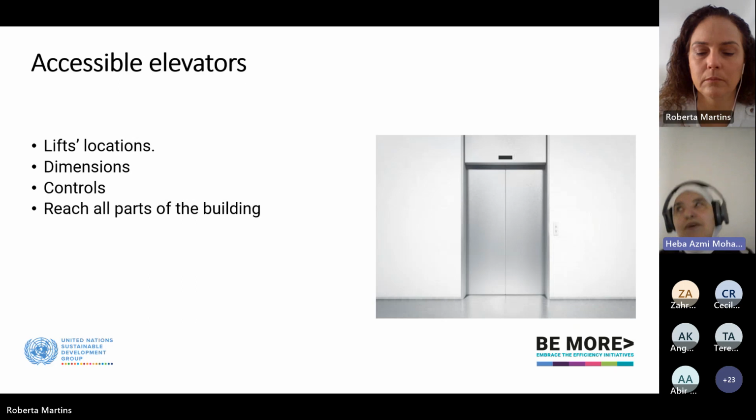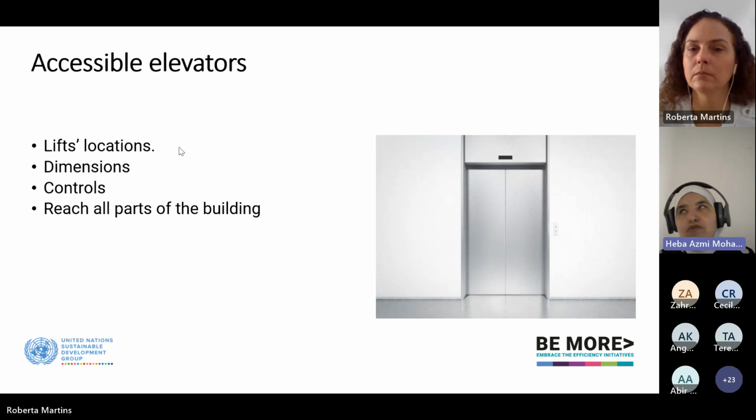There should be braille markings, raised markings, and color contrast markings to mark the control switches, and also having audio control in the elevator is very important for persons with visual impairments who are not braille readers. And these elevators should be able to reach all parts of the buildings.